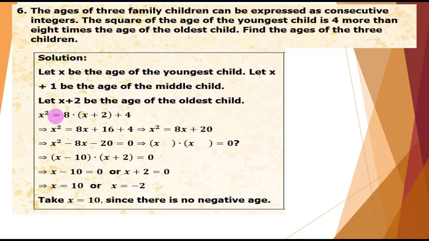So the word "is" indicates an equality symbol. Then 4 more than, you add it later. Then 8 times the age of the oldest child. So what is the age of the oldest child in terms of x? As we had defined here, it's x plus 2. It says 8 times, so we have 8 times the quantity x plus 2. Then 4 more, so we have plus 4. So this is our mathematical statement or our equation.